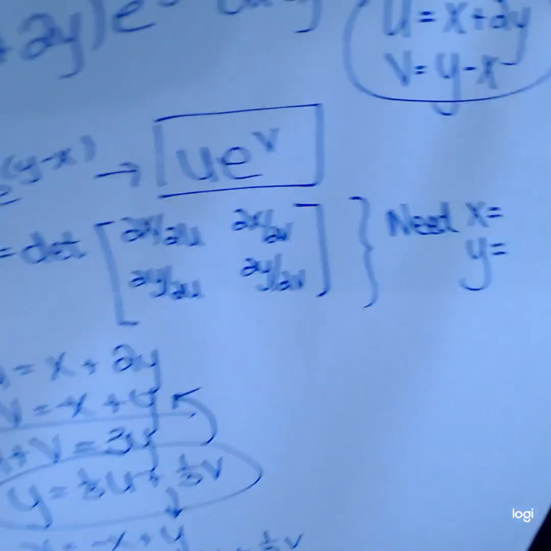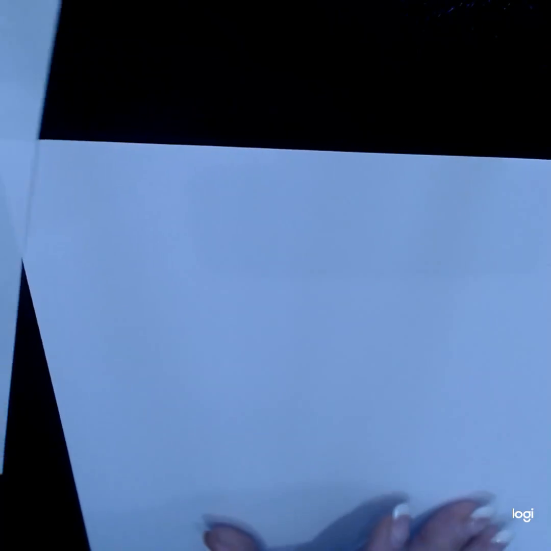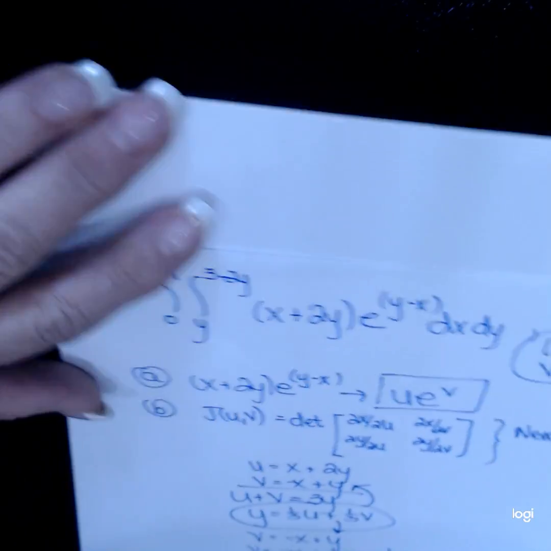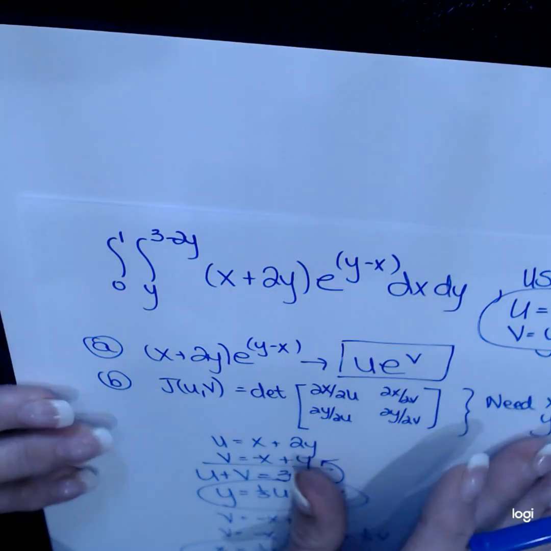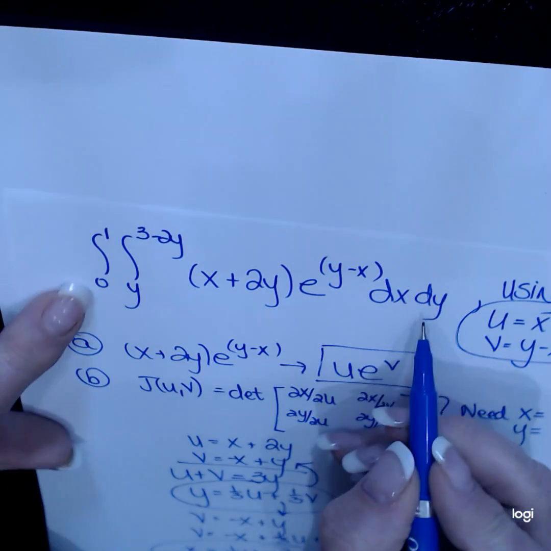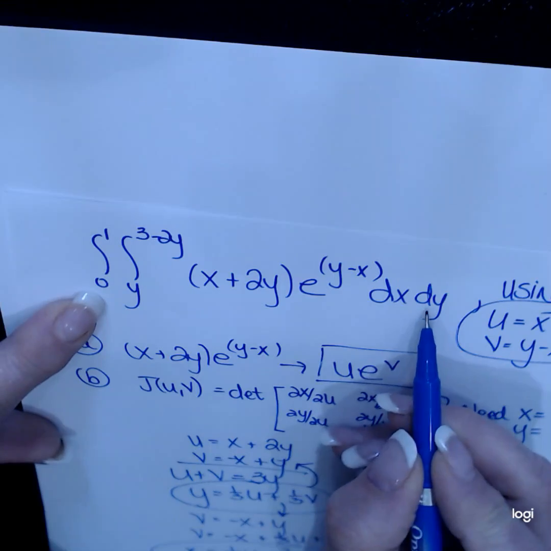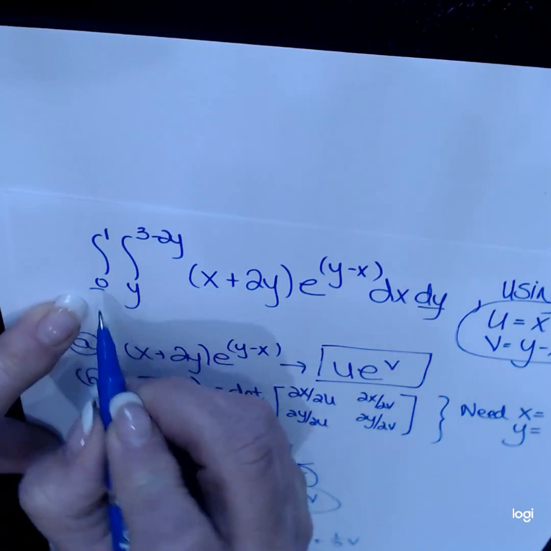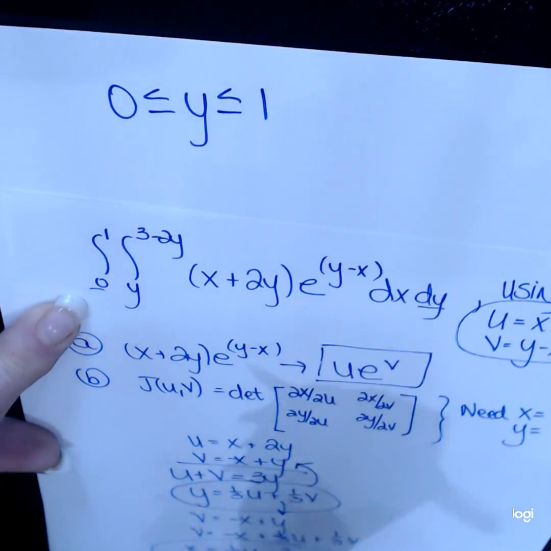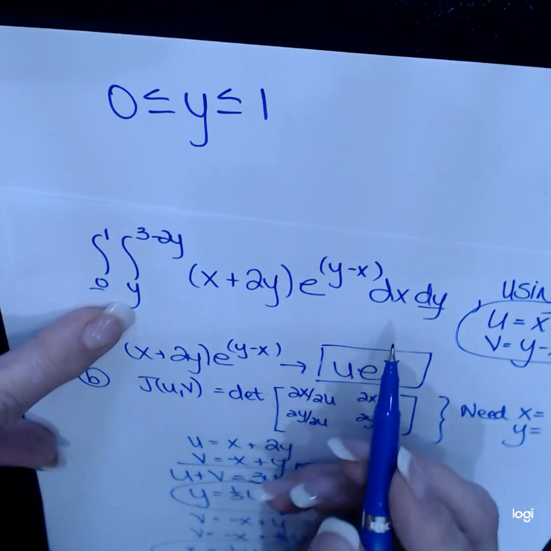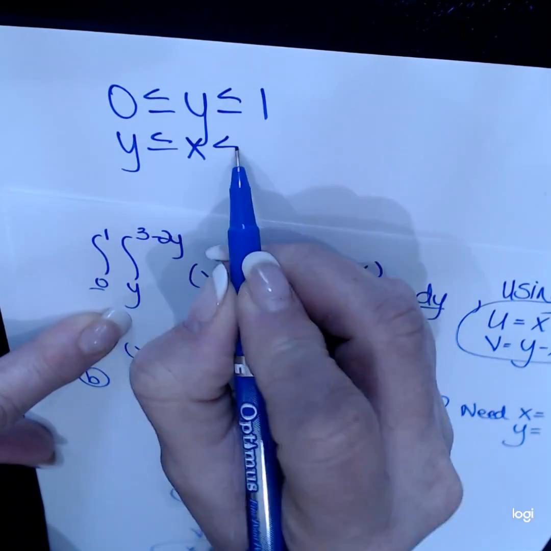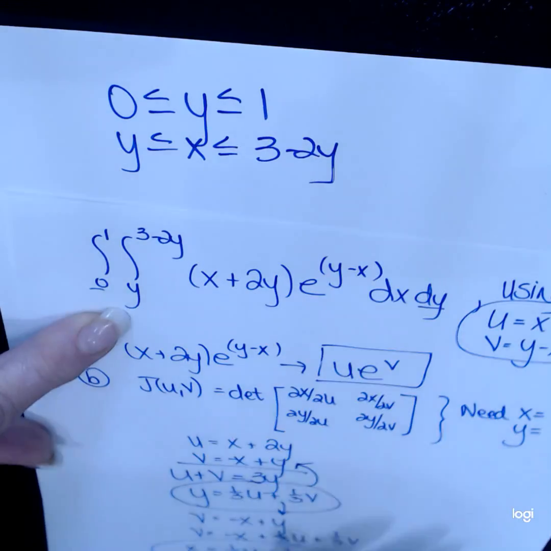The last and final part of this is to take the bounded region. And to determine our bounded region, of course, what we're going to do is go back to our original integral here, and remember how this works. The outer bounds are bounds on y. So what I can see here is that y has to sit between 0 and 1. And then the inner bounds are bounds on x. So x has to sit between y and 3 minus 2y.